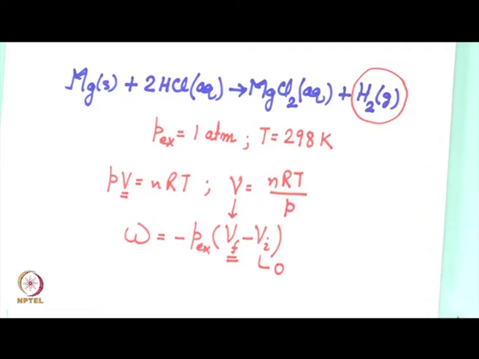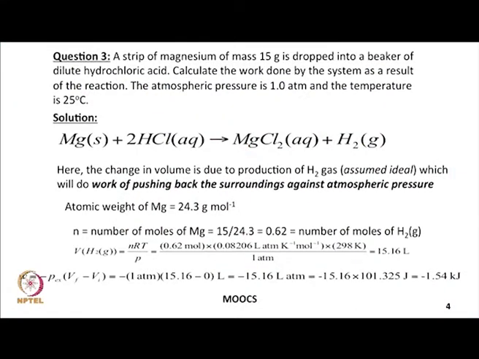Going back to the slide, in the last line, W is equal to minus P external into Vf minus Vi, and then you use the values 1 atmosphere and 15.16 liter. What you get is minus 15.16 liter atmosphere, and once you convert this into joules by multiplying by 101.325, the final value is minus 1.54 kilojoules.